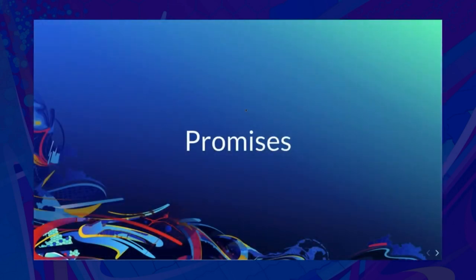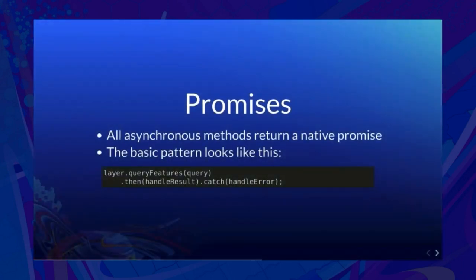Promises. The JavaScript API takes extensive use of promises. It's pretty core to just about everything that happens in the API. So all asynchronous methods are going to return a native promise. When you do something like layer.queryFeatures, you're going to get back a promise. They go and handle that result. And if anywhere inside the promise there's an error, you can catch it and then handle that error.